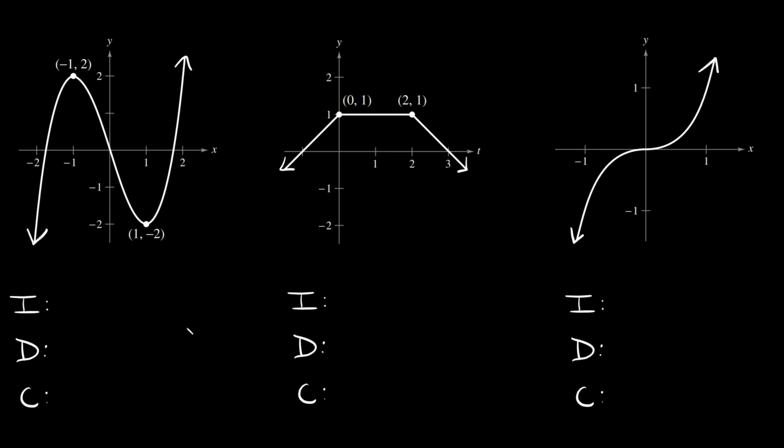So in this video, I'm going to teach you how to determine which intervals a function is increasing, decreasing, or constant. We're going to go over a handful of examples, starting with this one right here on the left. As you can see, we have this function that goes up, then comes down, and then goes up again. You always want to read these graphs from left to right.